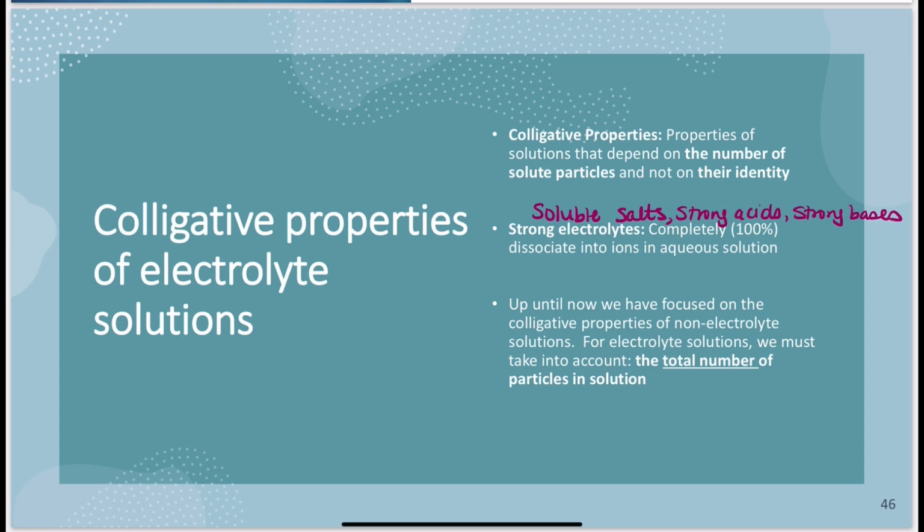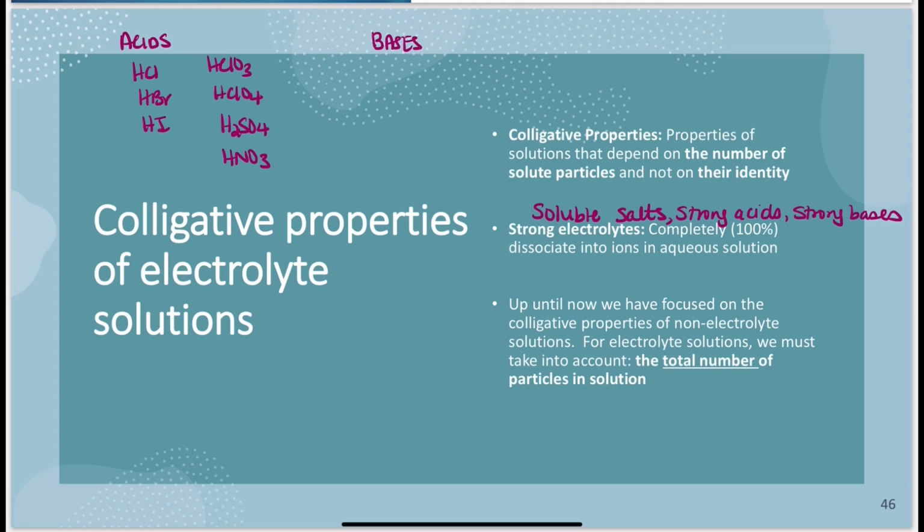So your soluble salts come from your solubility rules. Your strong acids you should have memorized. Your strong bases you should have memorized. Your acids: HCl, HBr, HI, HClO3, HClO4, H2SO4, HNO3.